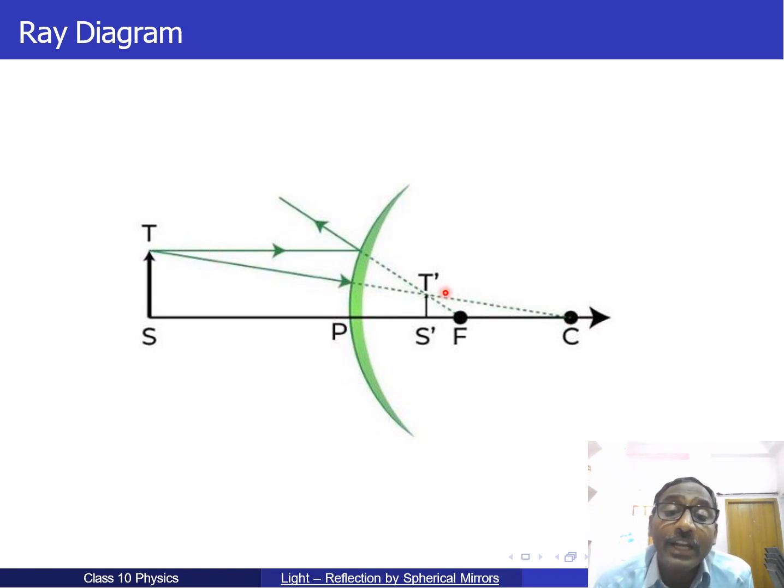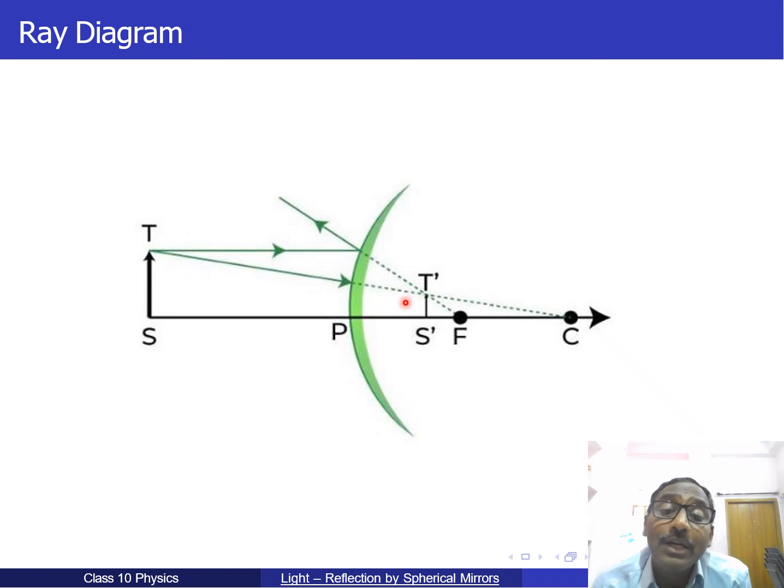So the reflected ray, the ray which is divergent, if you extend back, these two rays are intersecting in between pole and focus. Wherever these two rays are intersecting, there you can draw the image. So this is the object and you are getting the image. ST is the object, S dash T dash I have taken as the image.